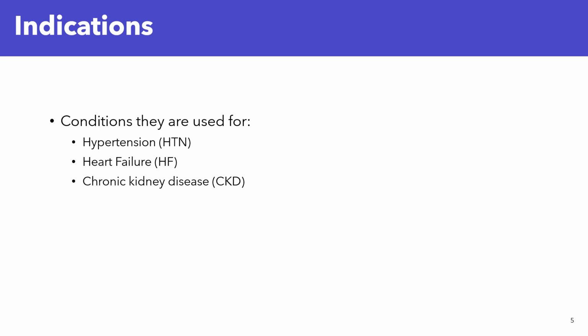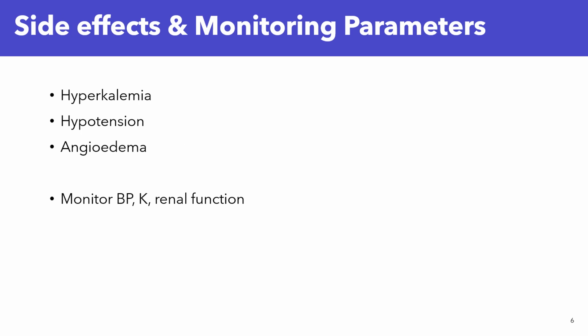What are angiotensin receptor blockers used for? Some common conditions that angiotensin receptor blockers are used for include hypertension, heart failure, and chronic kidney disease. Some of the side effects to be aware of: hyperkalemia, hypotension, angioedema. And be aware that this is not a complete list. Monitoring parameters: monitor blood pressure, potassium, and renal function.